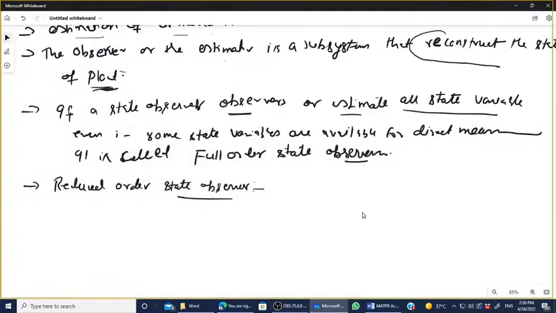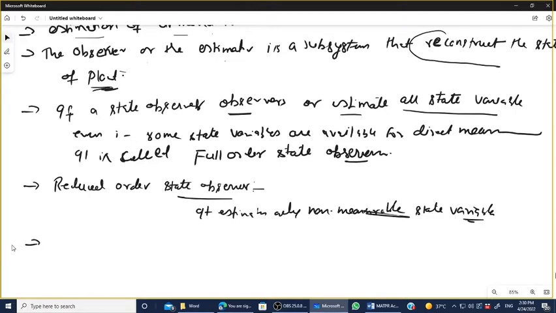What is the reduced state or reduced order state observer? Reduced order state observers estimate only the non-measurable state variables. Next, the state observer estimates the state variable using output and input.